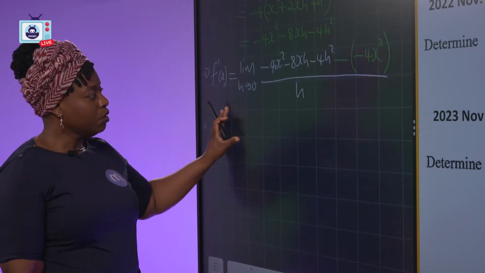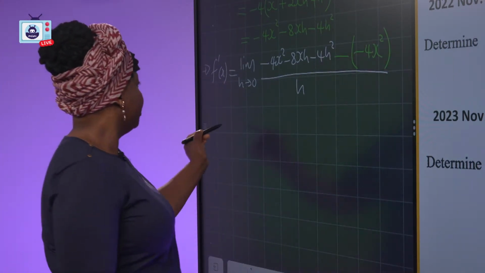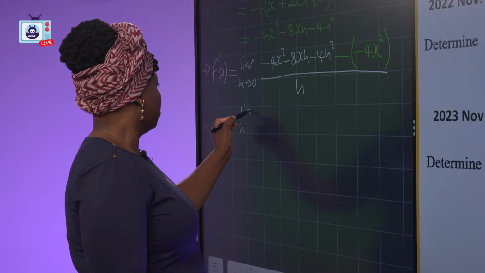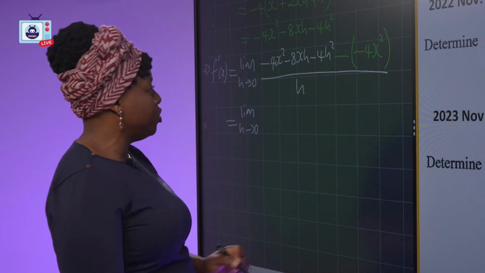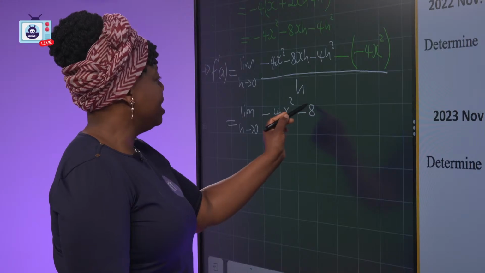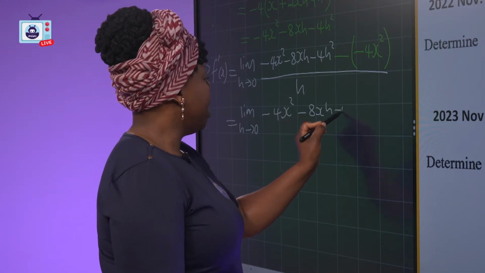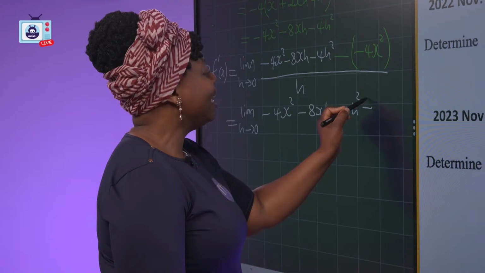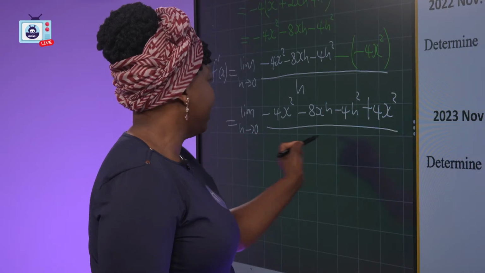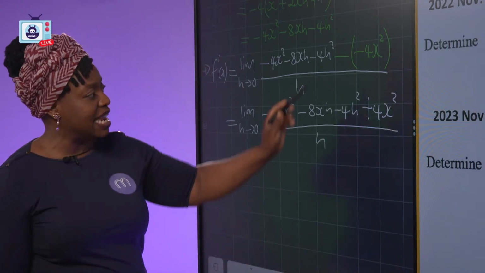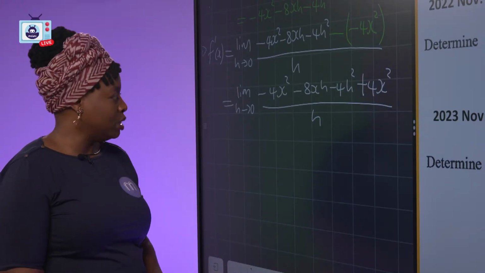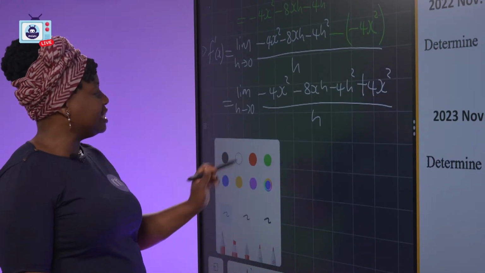Okay. Then we can now do our things, which is to simplify. So that's the limit as h approaches 0. Then we have negative 4x squared minus 8xh minus 4h squared plus 4x squared, divided by h. It is plus because a negative times a negative will always give us a positive. Now, do we have any like terms?